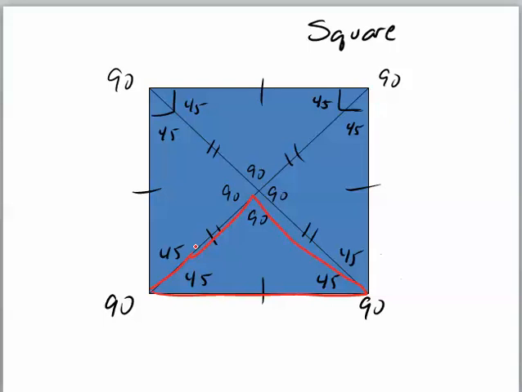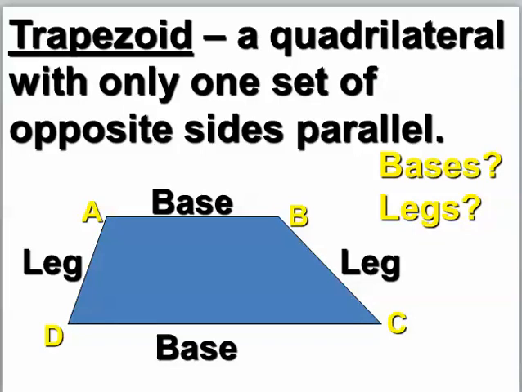The two figures we're going to focus on for today are a trapezoid and a kite. A trapezoid is a quadrilateral. It has four sides, but it only has one set of opposite sides parallel. So we've talked about our parallelograms, that a rhombus, a rectangle, and a square are all types of parallelograms. Those are separate from the trapezoid. This is not a parallelogram because only one set of opposite sides are parallel.